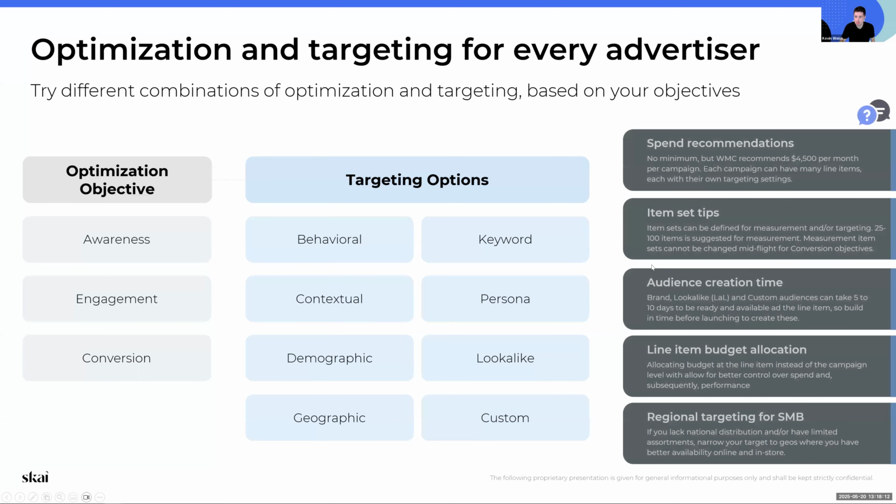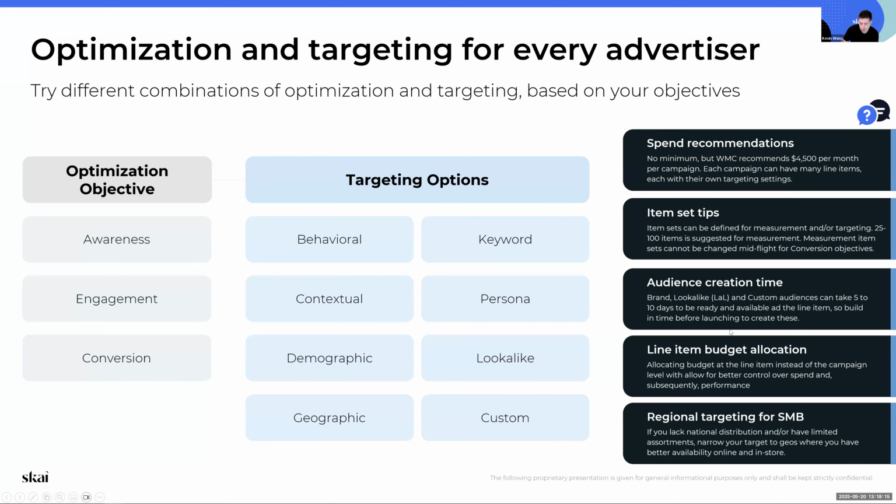We do have a few watchouts and best practices. I'm not going to read them in full, but you can certainly look for them in the slides. There's no minimum spend recommendation, but there are some parameters that you should try to operate within. If you haven't run this before, you're going to get very familiar with item sets, both for measurement and targeting. We recommend about 25 to 100 for measurement. Audience creation time: if you haven't launched this and you're working backwards to figure out when you're going to launch, make sure that you give yourself enough buffer time, because some of the audiences that you're going to create might take 5 or 10 days to be ready and available.